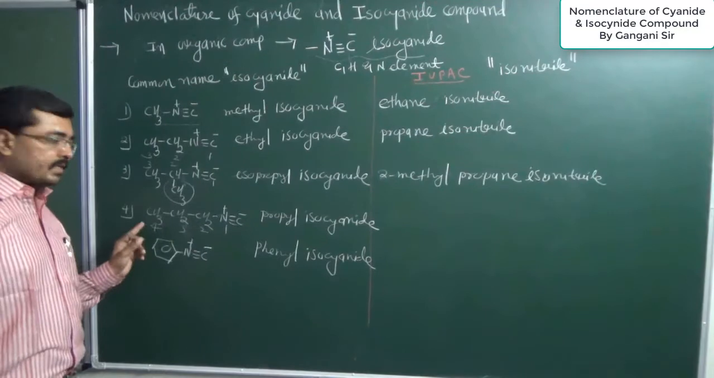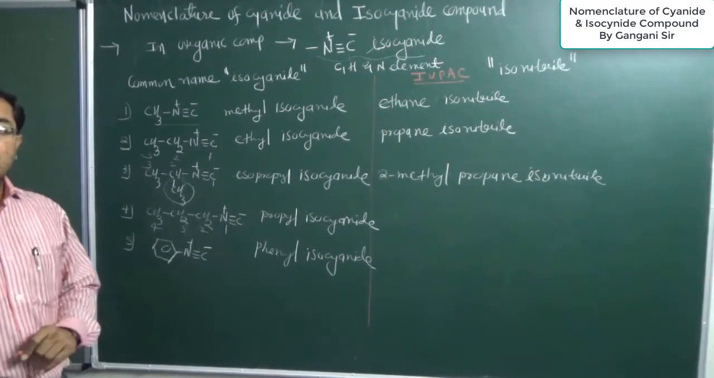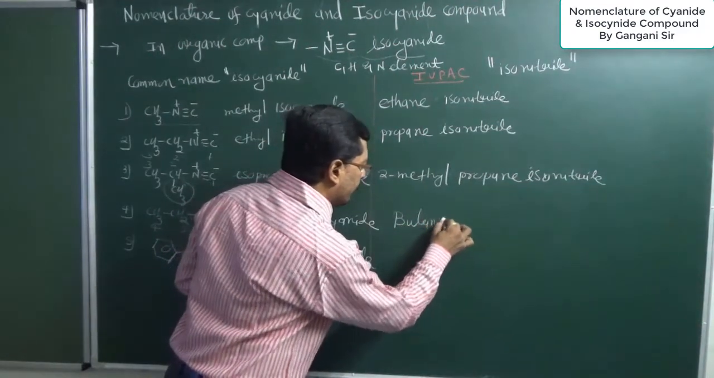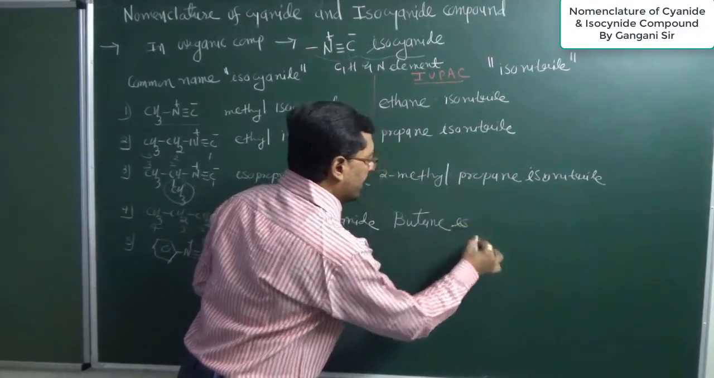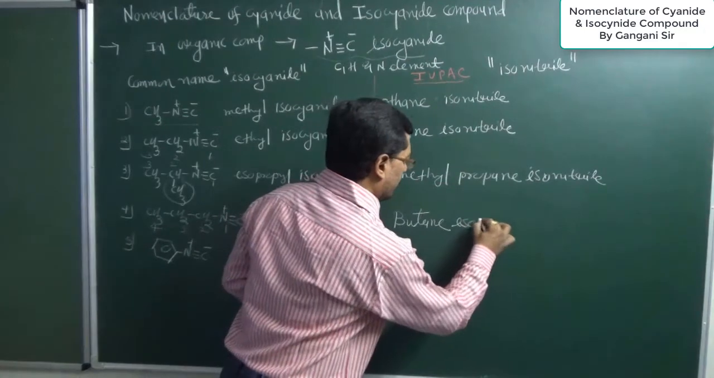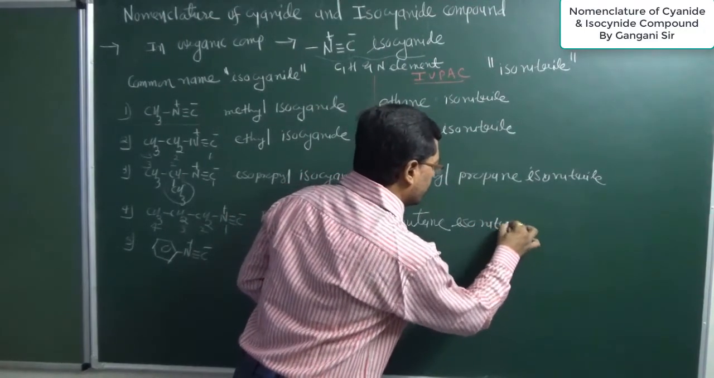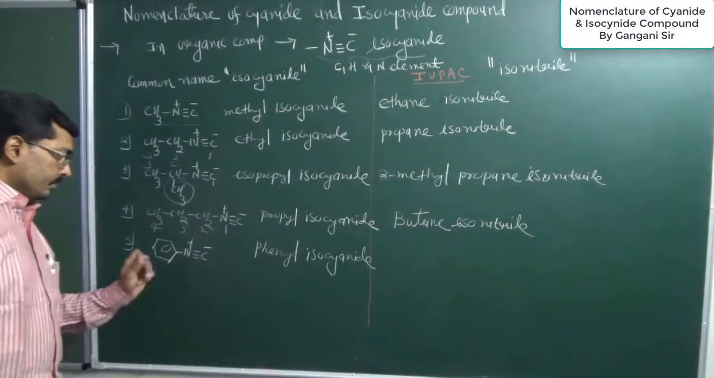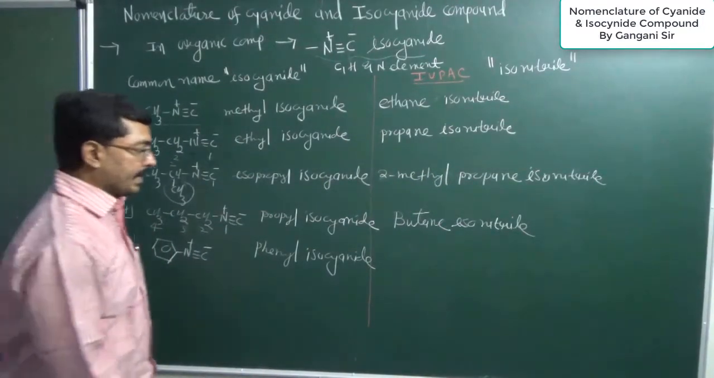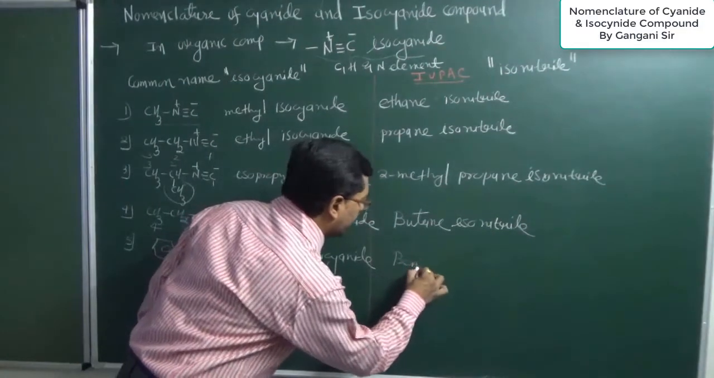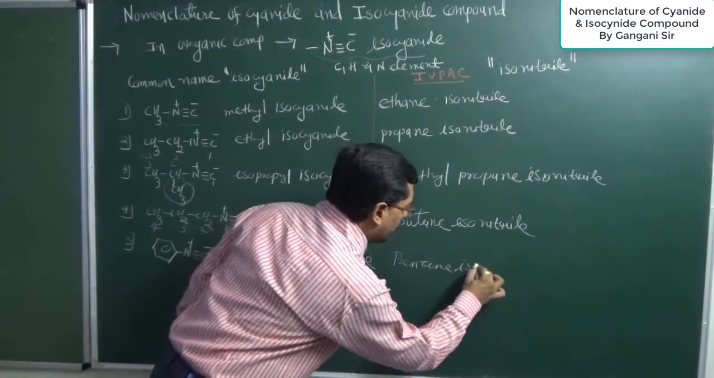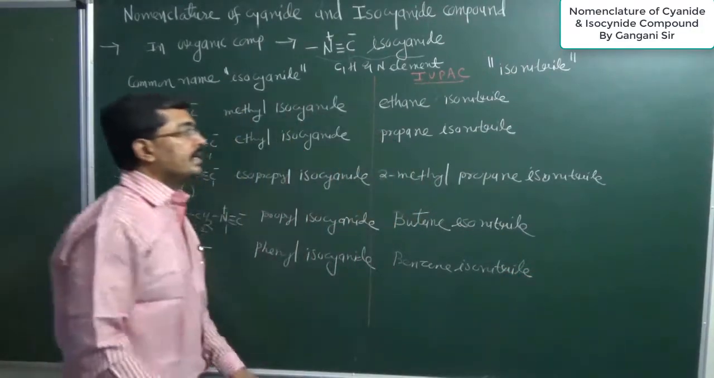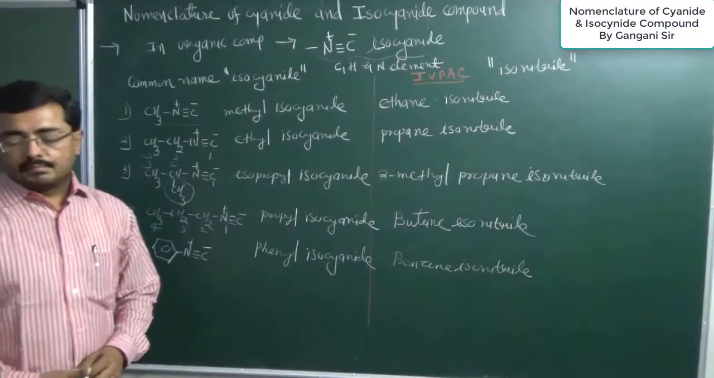Now for nomenclature of this structure number 4, long chain having 4 carbon atoms, so name will be butane, and we can add isonitrile, butane isonitrile. So by using this isonitrile suffix, IUPAC name we can give. Now for this we can give benzene isonitrile. So by using this isonitrile word, we can give its IUPAC name.